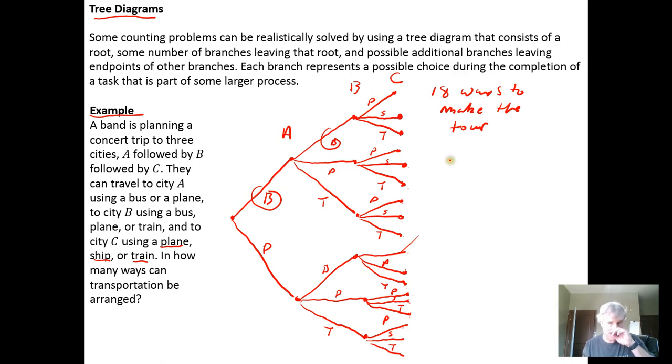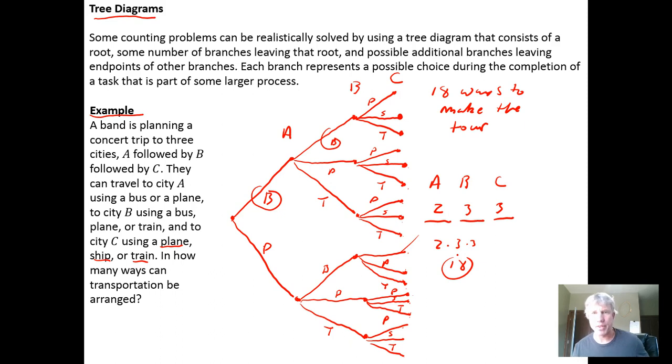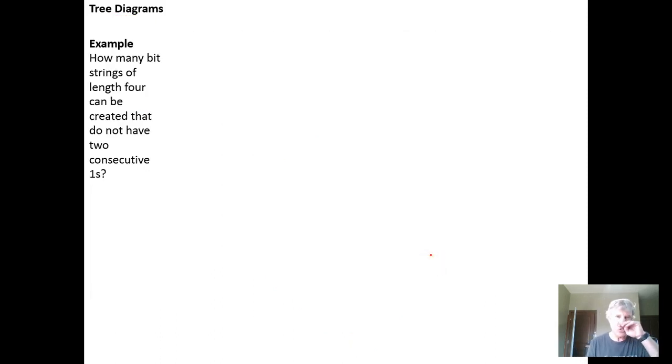Notice we could have gotten this by the product rule just as easily. We could have said, hey, I have a 3-step process. I'm traveling from home to A, from A to B, from B to C. So I have a 3-step process. And then I could look at how many choices there are at each step in the process. And I could have said, hey, I have 2 choices here. I have 3 choices on how to get from A to B. And I have 3 choices on how to get from B to C. So we could have done 2 times 3 times 3, which is 6 times 3, which is 18, and gotten the same thing. One more tree example.